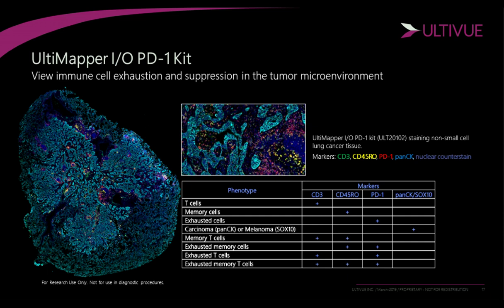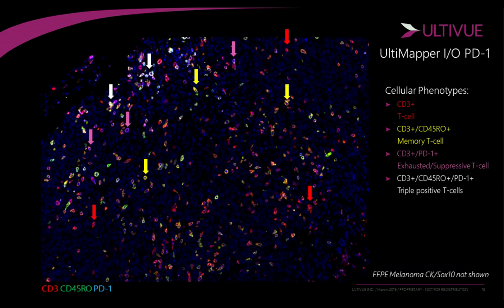And to really highlight that, I wanted to show this specific image. What we're looking at here is an FFPE of melanoma, and this is stained with our PD1 kit. What we're seeing in red is CD3, what we're seeing in green is CD45RO, and what we're seeing in that blue, cyan color is PD1. We left off the cytokeratin and SOX10 in this specific case to keep some clarity, because it would make it a little more difficult to see what we're trying to highlight here.